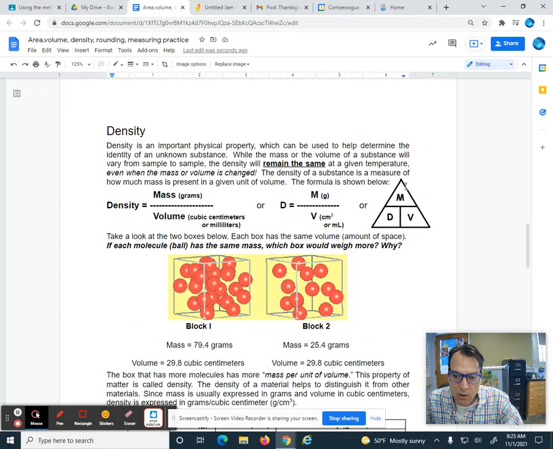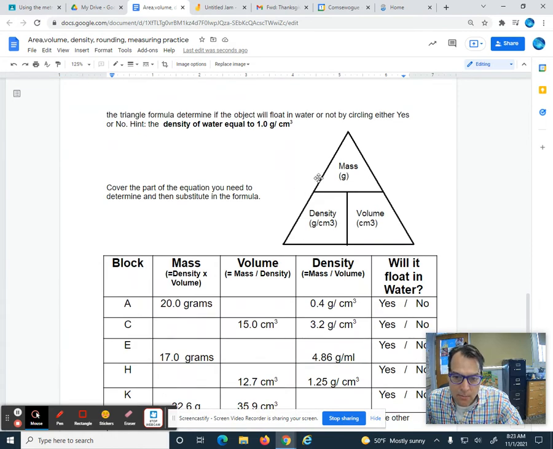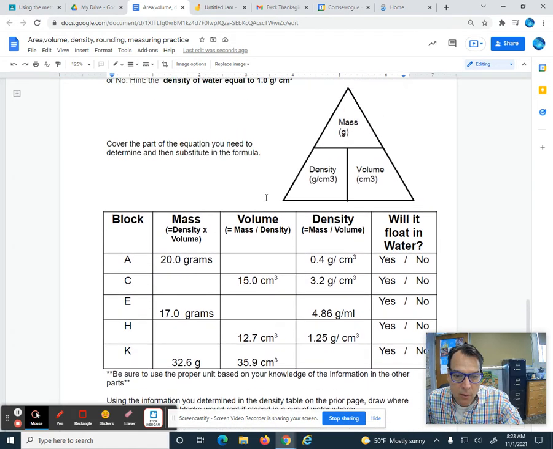Density, mass divided by volume. You can also manipulate this density equation to solve for other variables. So in this case, we're dividing 2 by 2, putting our answer here, and so on and so forth. And again, this shows you how you can manipulate the density triangle to solve for anything. So if I need to solve for volume, volume equals mass divided by density. When I want to find mass, mass equals density times volume. So I can multiply these two together to get the mass. And we've already said that density equals mass divided by volume. So this triangle is used to manipulate the formula to solve for other variables.